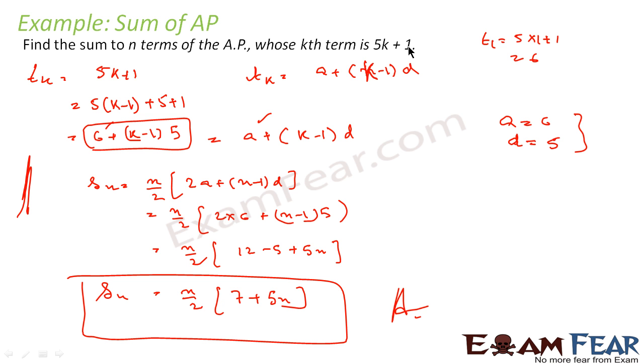What we have done, we have just written 5k plus 1 in the form a plus k minus 1 d, and then we found a is equal to 6, d is equal to 5. We also verified this by putting k is equal to 1, so a becomes 6, and we have got the answer.